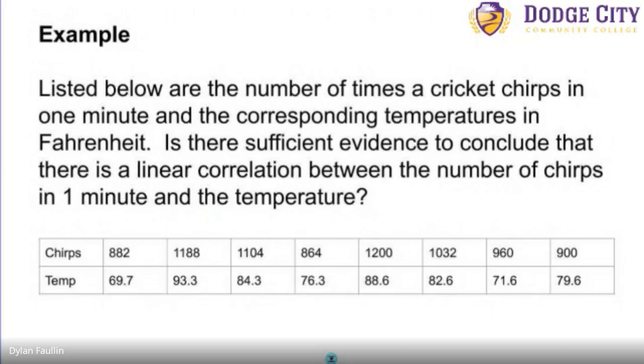So we'll clear out list number 1 and clear out list number 2. And then we'll go to edit. In list 1, again, I'll let this be my x variable, the first row. So I'm going to list all these numbers in list number 1. We'll go in the order that they're given. So 882, 1188.